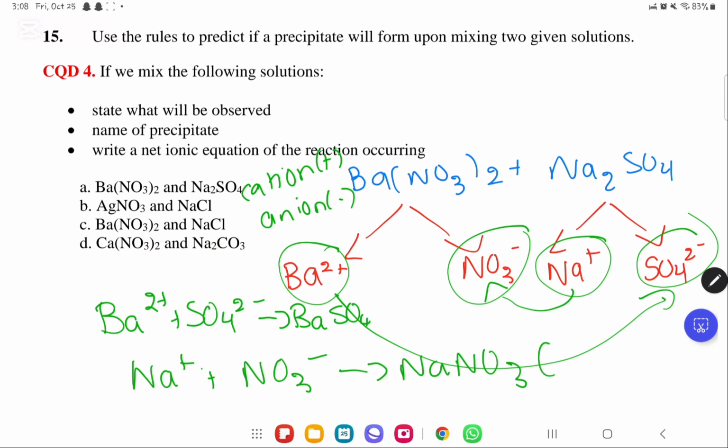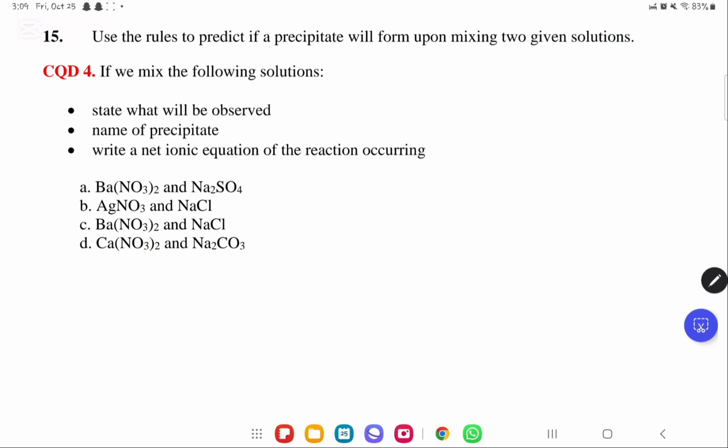And then Na plus NO3 minus will give us NaNO3. We know anything that is in the reaction with NO3 minus is soluble, so its state is aqueous, okay? Whereas here, BaSO4, we know sulfate does not dissolve with everything, so it is insoluble with a lot of cations, including Ba2 plus. So since it's insoluble, it will form a precipitate, which is BaSO4. We say it's a solid. And what is the color? The color of this precipitate is white. So for the first one, we stated everything. Now for the second one, we have AgNO3, okay, plus NaCl.